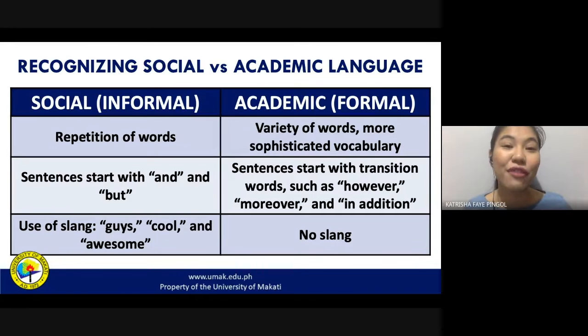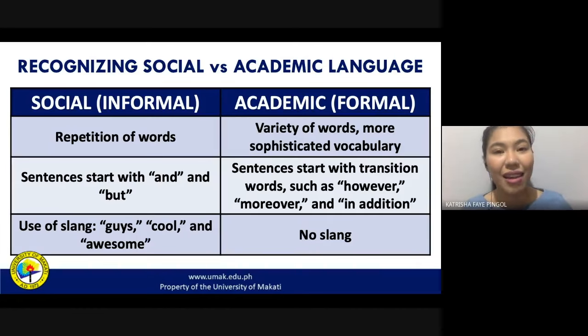Another feature of informal language or social language is, of course, the use of slang, like what I have mentioned earlier. For example, these are words, terms, phrases that came off the street. However, we got so used to hearing and using them that they have been part of our everyday vocabulary or our everyday conversations. So these are words that we use in a casual manner, and examples include guys, cool, and awesome.